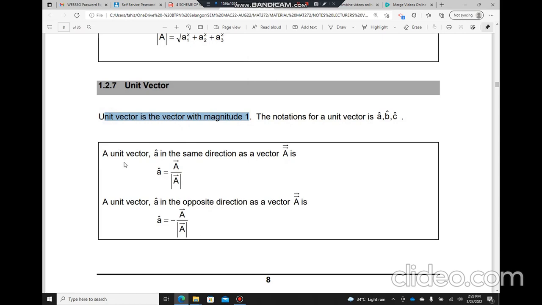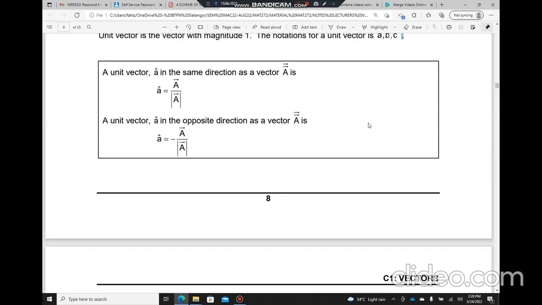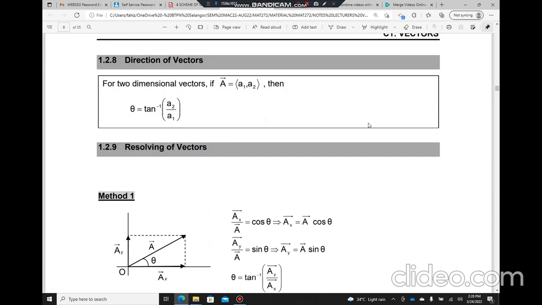Kalau dia tanya find, ditunjuk ni macam ni, find â or b̂ or ĉ, so automatic you mesti tahu yang tu adalah disuruh cari unit vector. Okay, then direction of vectors.